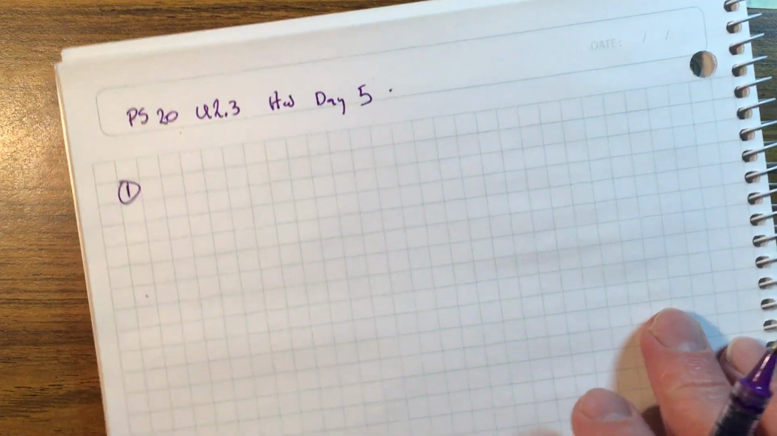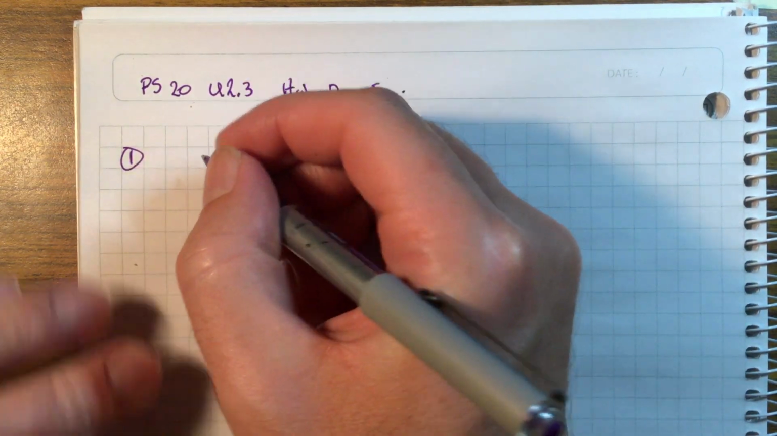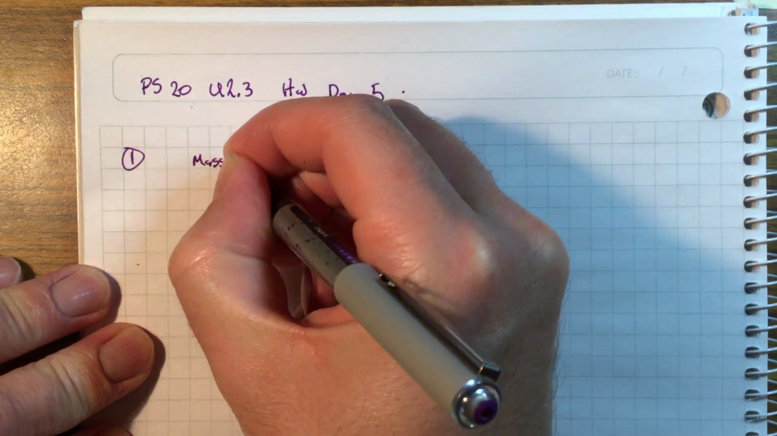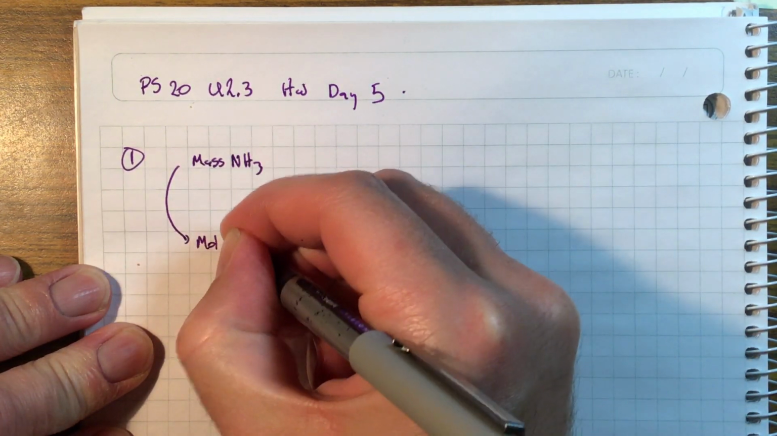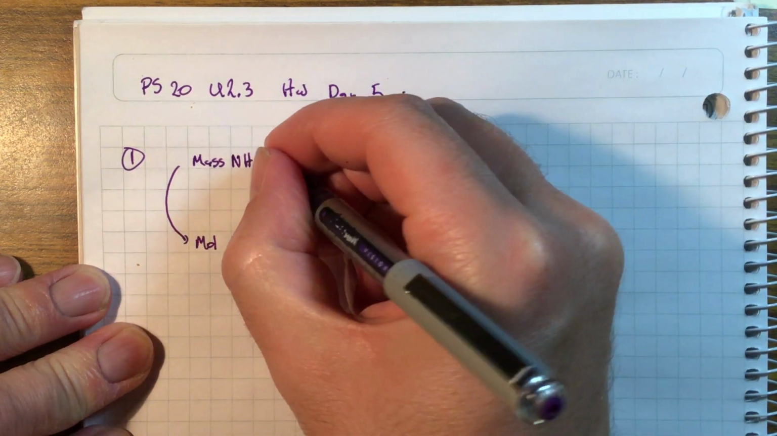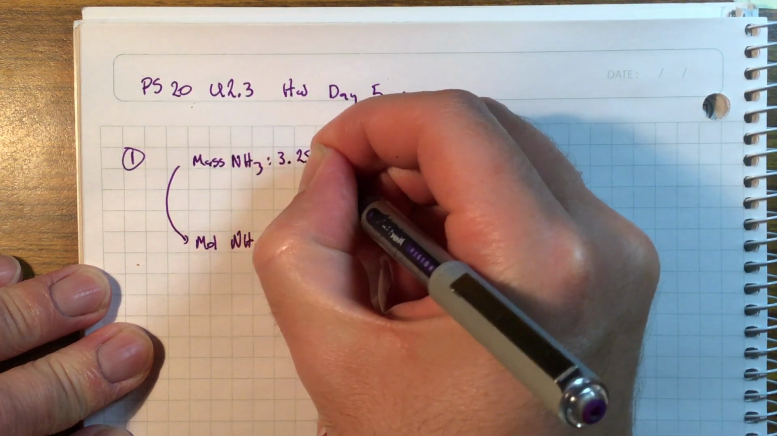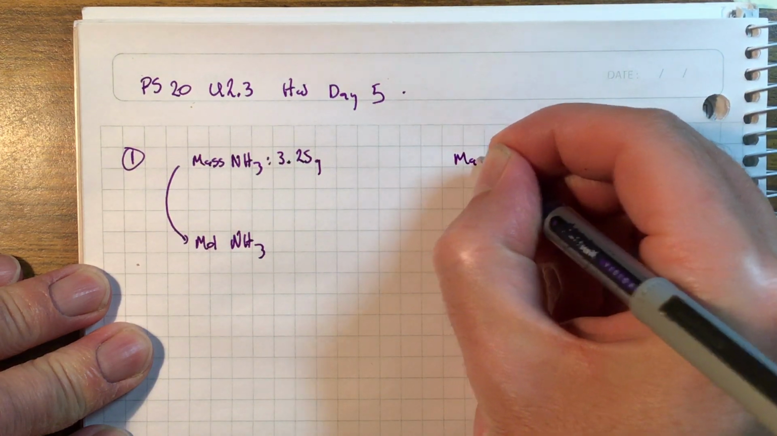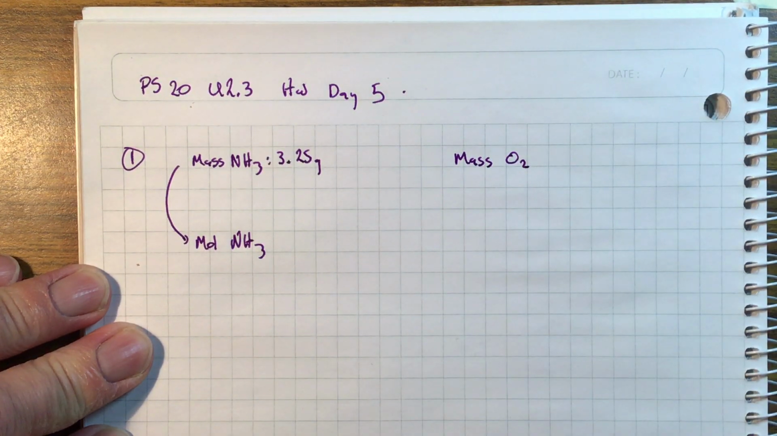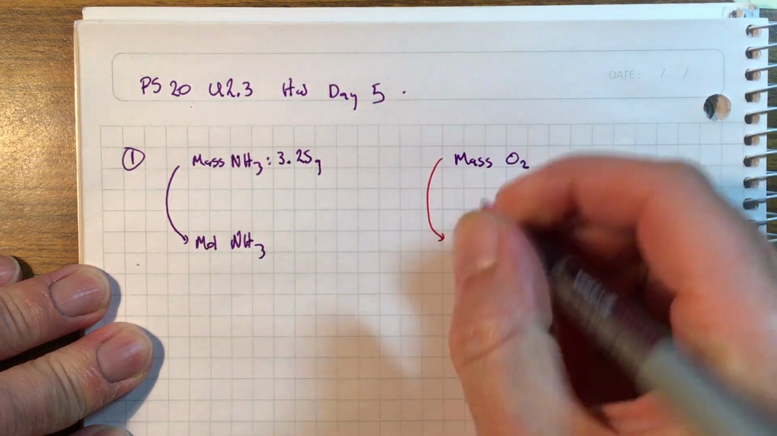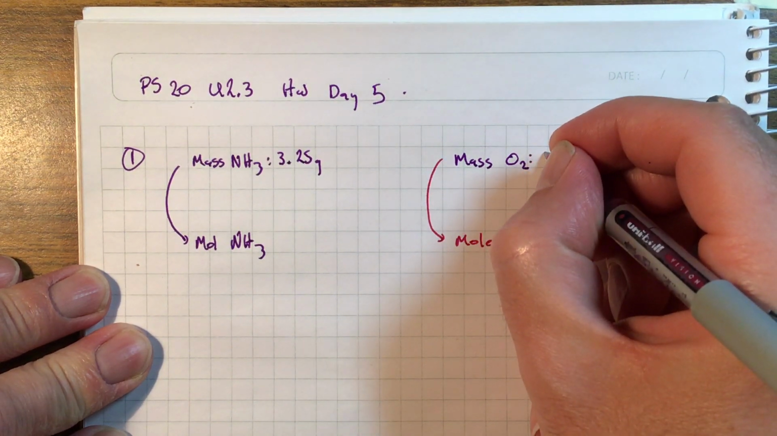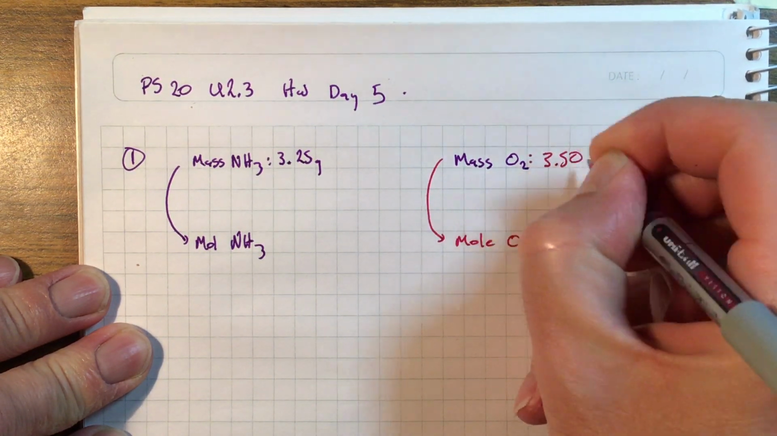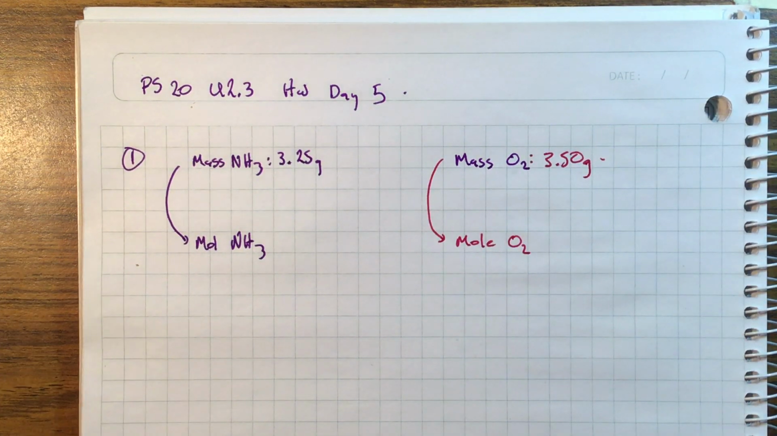So we need to do both of our reactants. We're starting off with our mass of NH3, and we're going to go to our moles of NH3. It is 3.25. And over here, we're going to do our mass of O2, going to moles of O2, and we start off here with 3.50. All right, so I've got my molar mass conversions here.